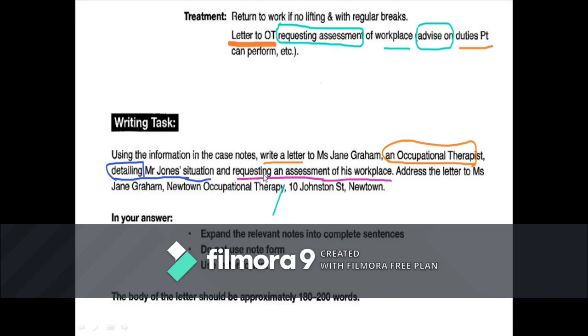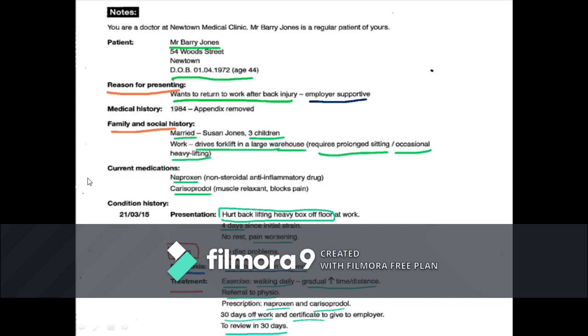So these are the important pieces of information given in the task. You are detailing Mr. Jones' situation and requesting an assessment of his workplace. Secondly, you are also seeking advice on the duties the patient can perform. After reading the writing task, you get an idea about your letter, whether it's a referral letter, a discharge letter, or a request letter. Then after reading the last plan, you get an idea of what you are going to write in the introductory paragraph: a request for assessment of his workplace and advice on patient duties. Okay, so let's move forward.